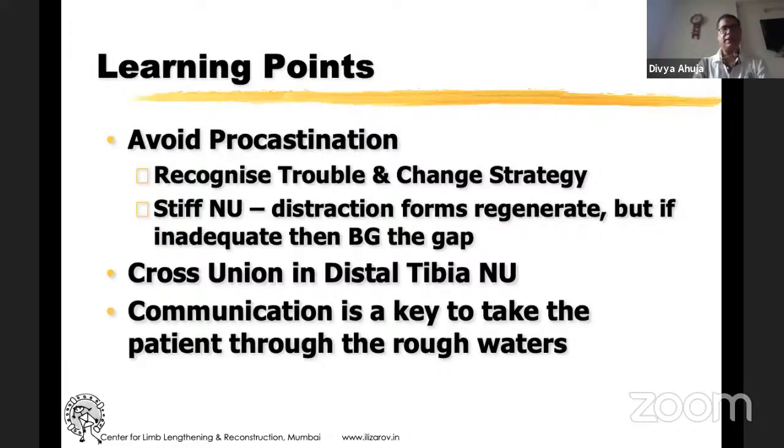Cross union in distal tibia non-unions, just like in CPTs, between the tibia and fibula, helps to increase the cross section of healing. And throughout this, communication was the key to take the patient through the rough waters, because it's a very long process, a difficult situation as it is, suffering from the initial injury and then having to go through all this process again. So communication was the key to keep the patient level-headed. Thank you for your patience.